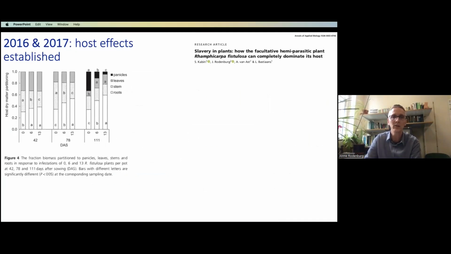Now then we looked at the host effect. How do these parasitic plants affect their host?